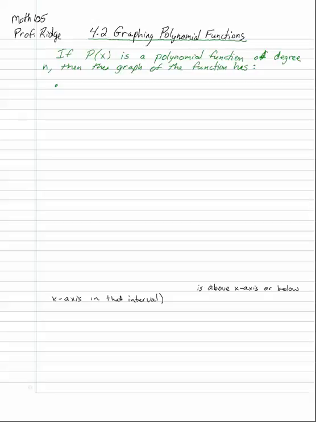If p of x is a polynomial function of degree n, then the graph of the function has at most n real zeros. So if it's degree 5, then there's at most 5 real zeros. And thus, remember the connection between real zeros and x-intercepts? So if it can have at most 5 real zeros, then it's going to have at most 5 x-intercepts.